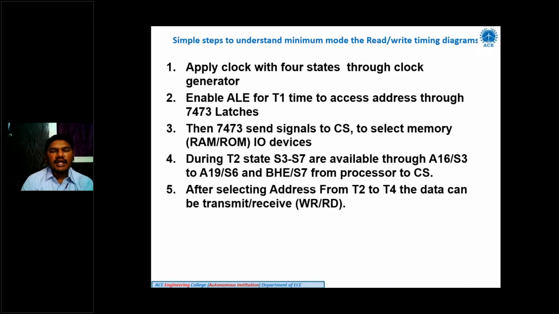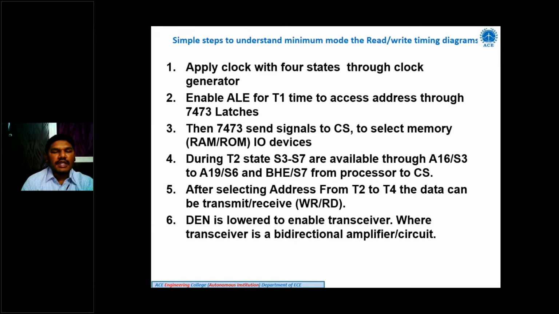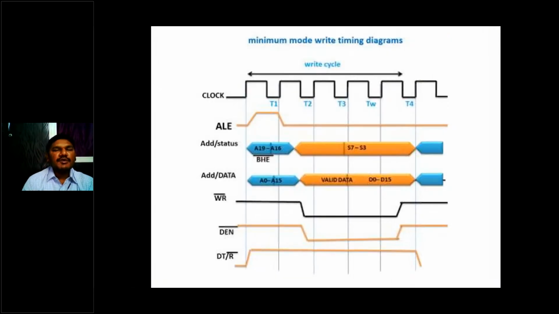And after selecting the address from T2 to T4, the data is written, and after that DEN and DT/R bar will be applied through the data transmit and receive signal from the 8086 microprocessor. So these are some of the points, and this is the minimum mode write.